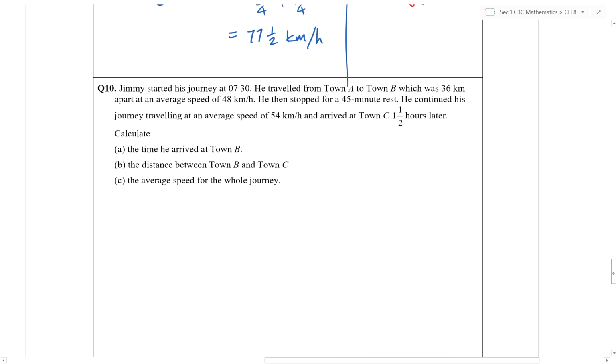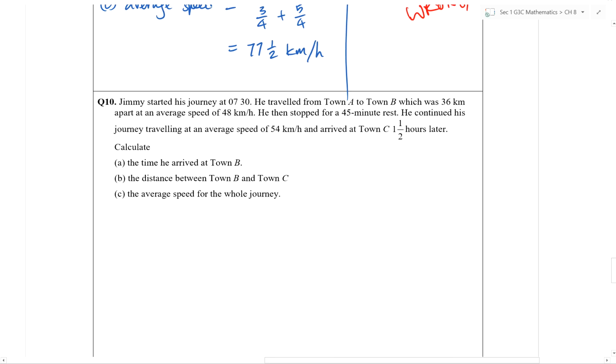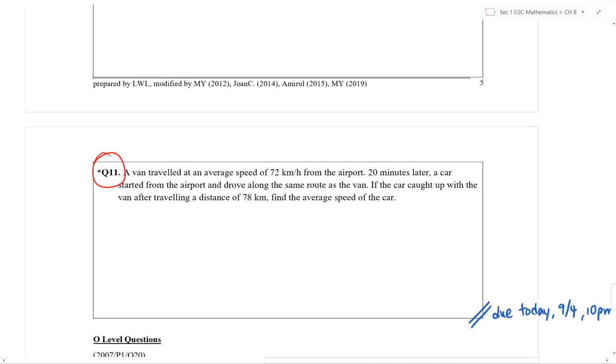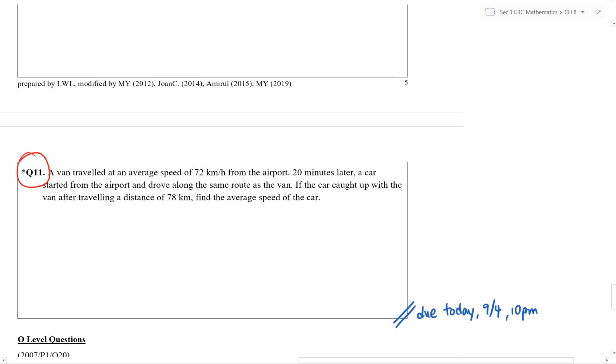Now for the remainder of today's timetable time for mathematics, please continue with question 10 and question 11. Once you are done, check our Google Classroom for the PDF file for the fully worked solutions for these two questions as well. Self-mark, do your corrections, take a picture, upload it by today, 10 p.m.